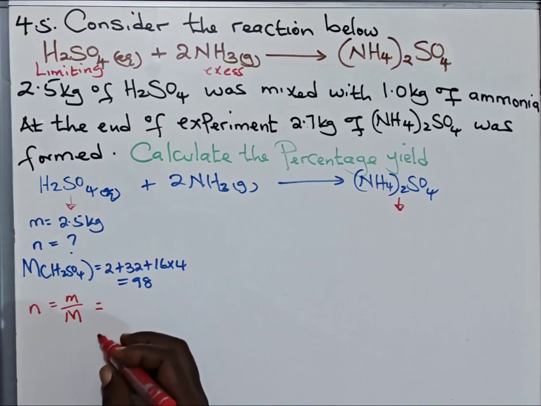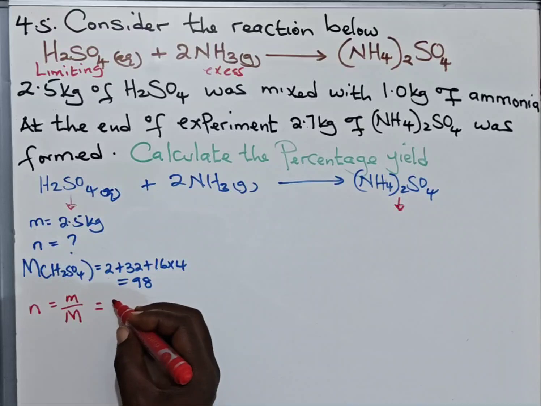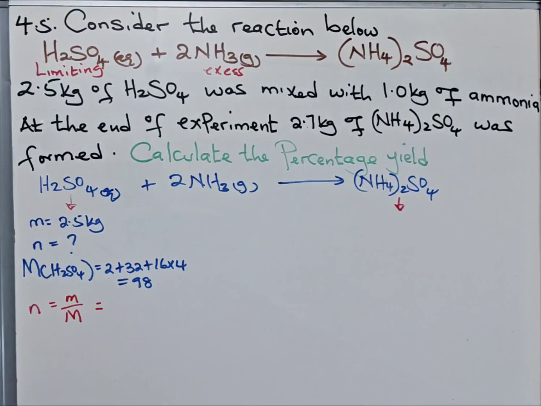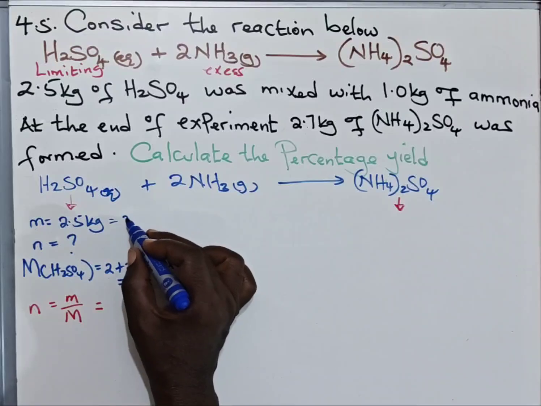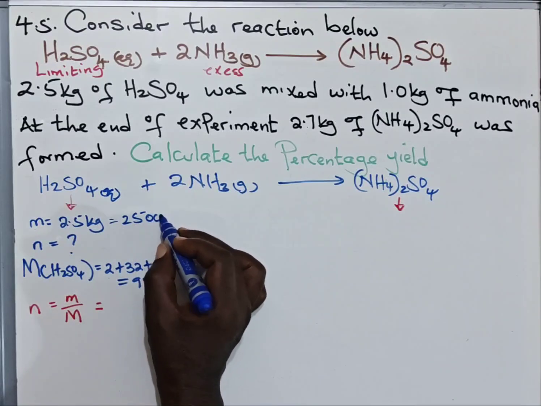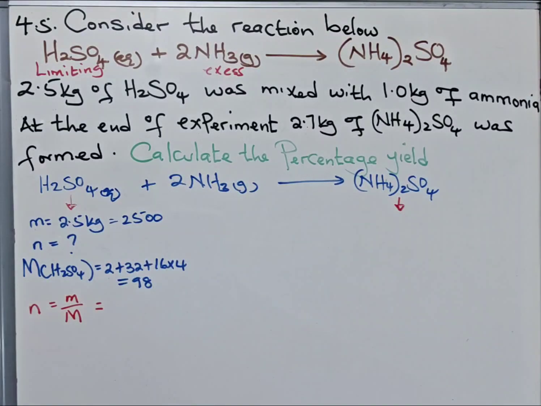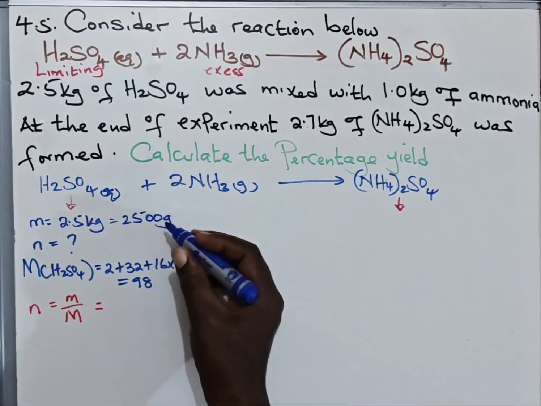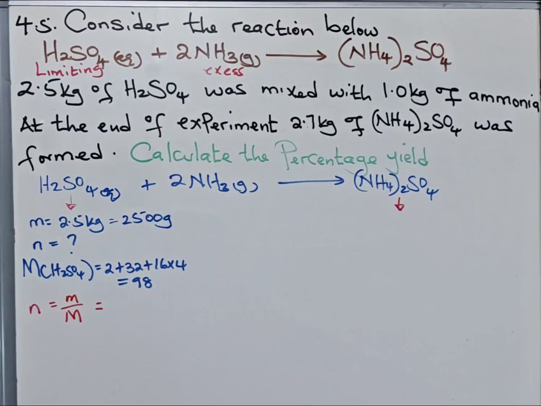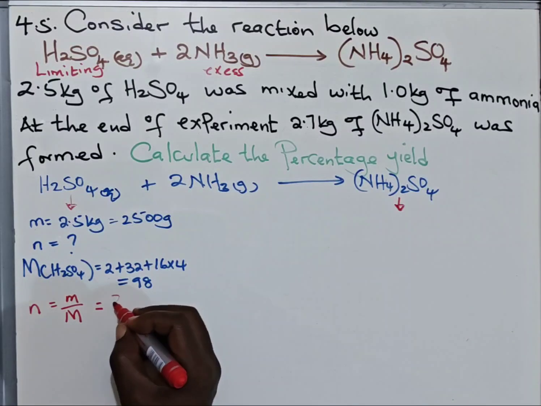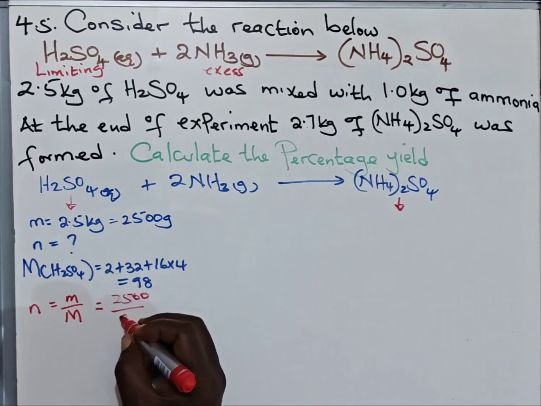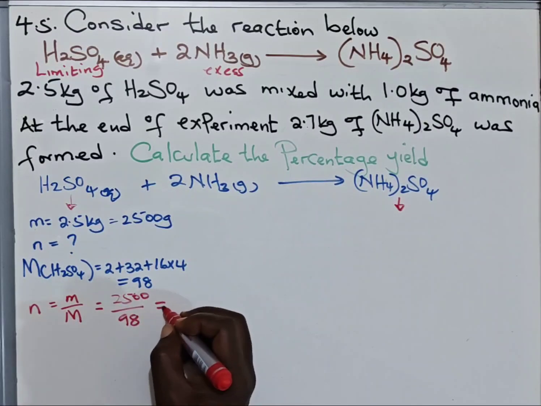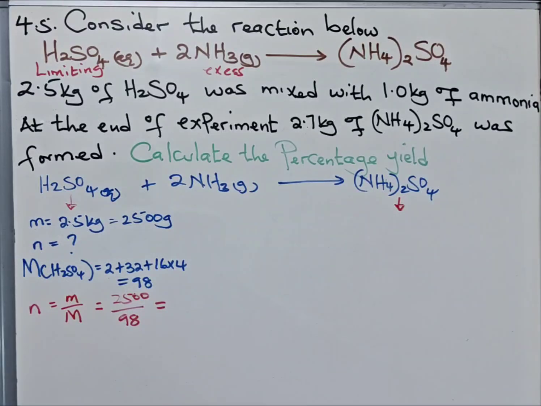So if you substitute for mass, we need to be reminded that our mass is supposed to be in grams. So it's going to be 2,500 grams. When you come to substitute here, you substitute 2,500 divided by the molar mass, which is 98, giving us the number of moles.